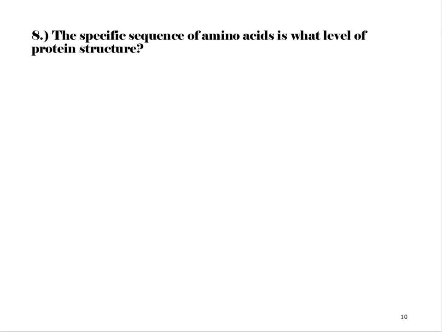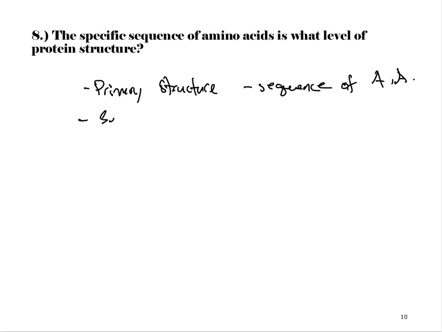All right. So this would probably be like a multiple choice type question on a quiz or an exam. The specific sequence of amino acids is what level of protein structure? Primary, right? So the same way this is like a sequence of amino acids is like a sequence of DNA and RNA bases. So primary structure would be the answer. This is the sequence of amino acids.